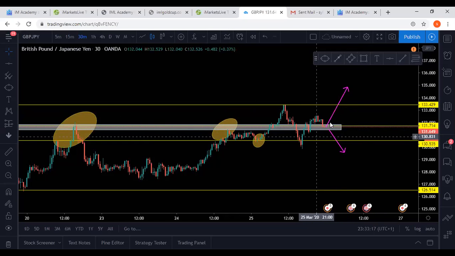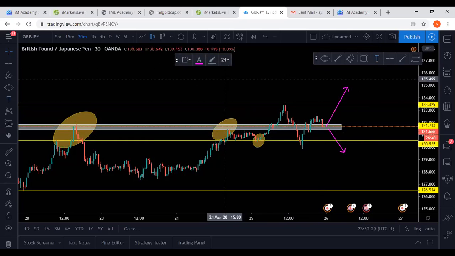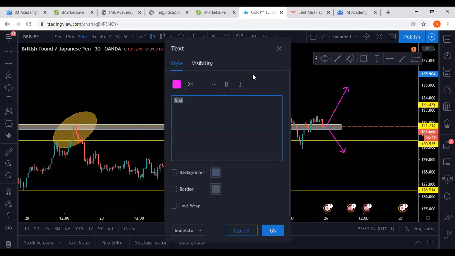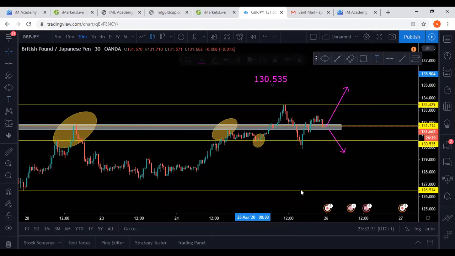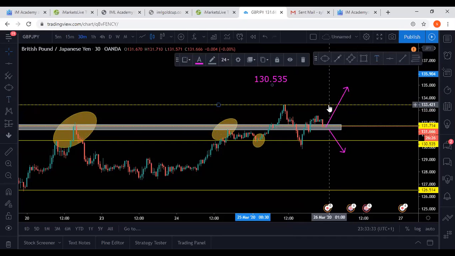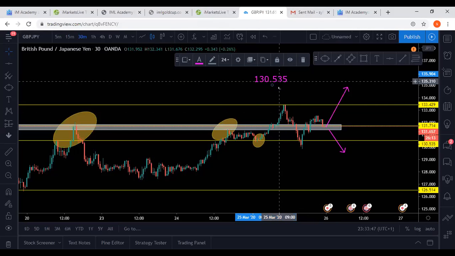So if it closes to the downside, you can sell GJ and the take profit would be 130.535. But if it closes to the upside, the take profit is going to be 133.429. Okay, so that's that for me tonight. This time has gone really far. We'll have another training by another top leader at the company tomorrow, really showing you guys how to take your own trades.